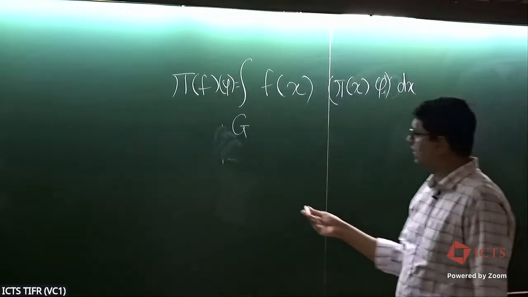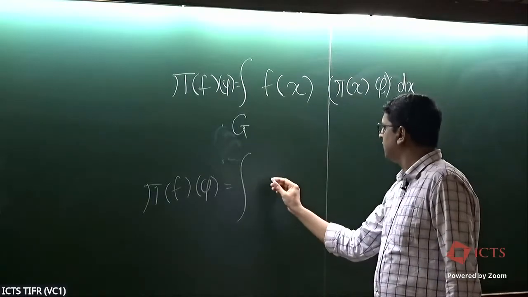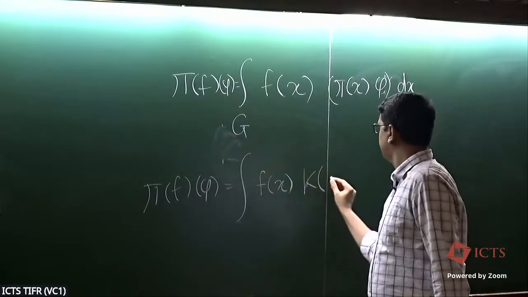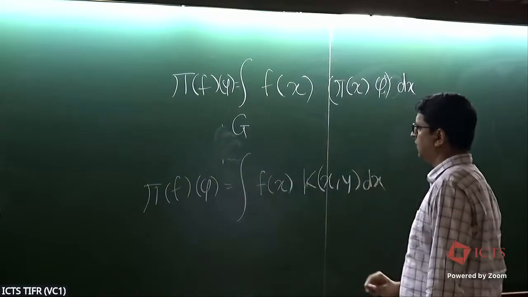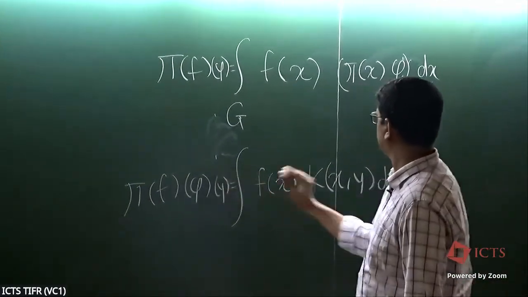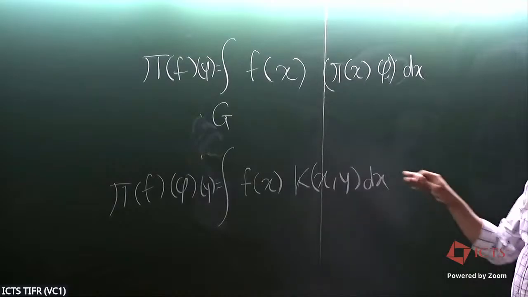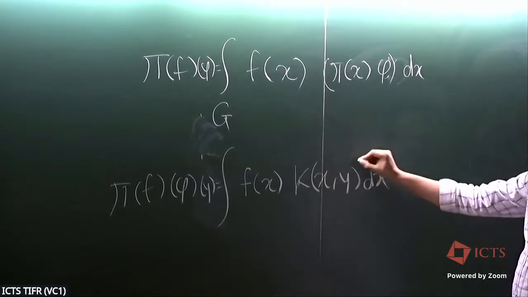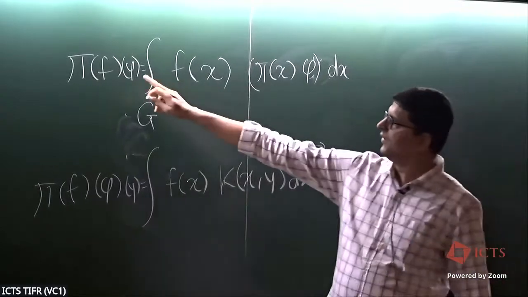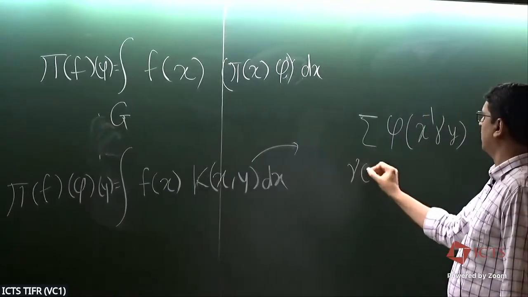And ultimately, with all that, this pi f will be given by a certain integral of this kind. And one has to be a little careful with various things going on here. I'll be a little sloppy here, but you get the idea. So these are called integral operators. So you are going to integrate your function with a certain kernel function, and this kernel function is going to be nothing but the average of the function phi that we have started with here. Phi of something like x inverse gamma of y, where gamma runs over gamma.